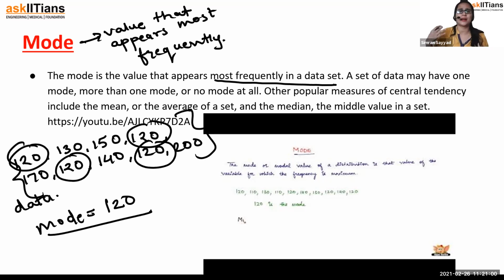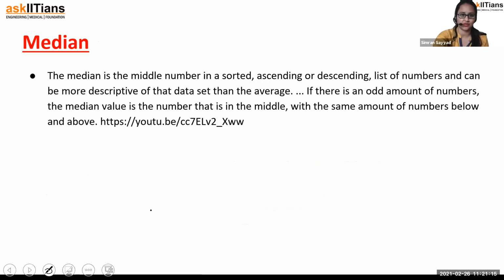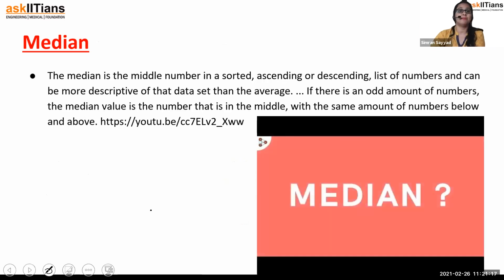एक वैल्यू जो बार बार आती है. It's repeated. ओके, understood? Arithmetic mean is nothing but the average, and mode is nothing but the value which appears most frequently. बार बार जो वैल्यू आती है. ओके, now let us see median.